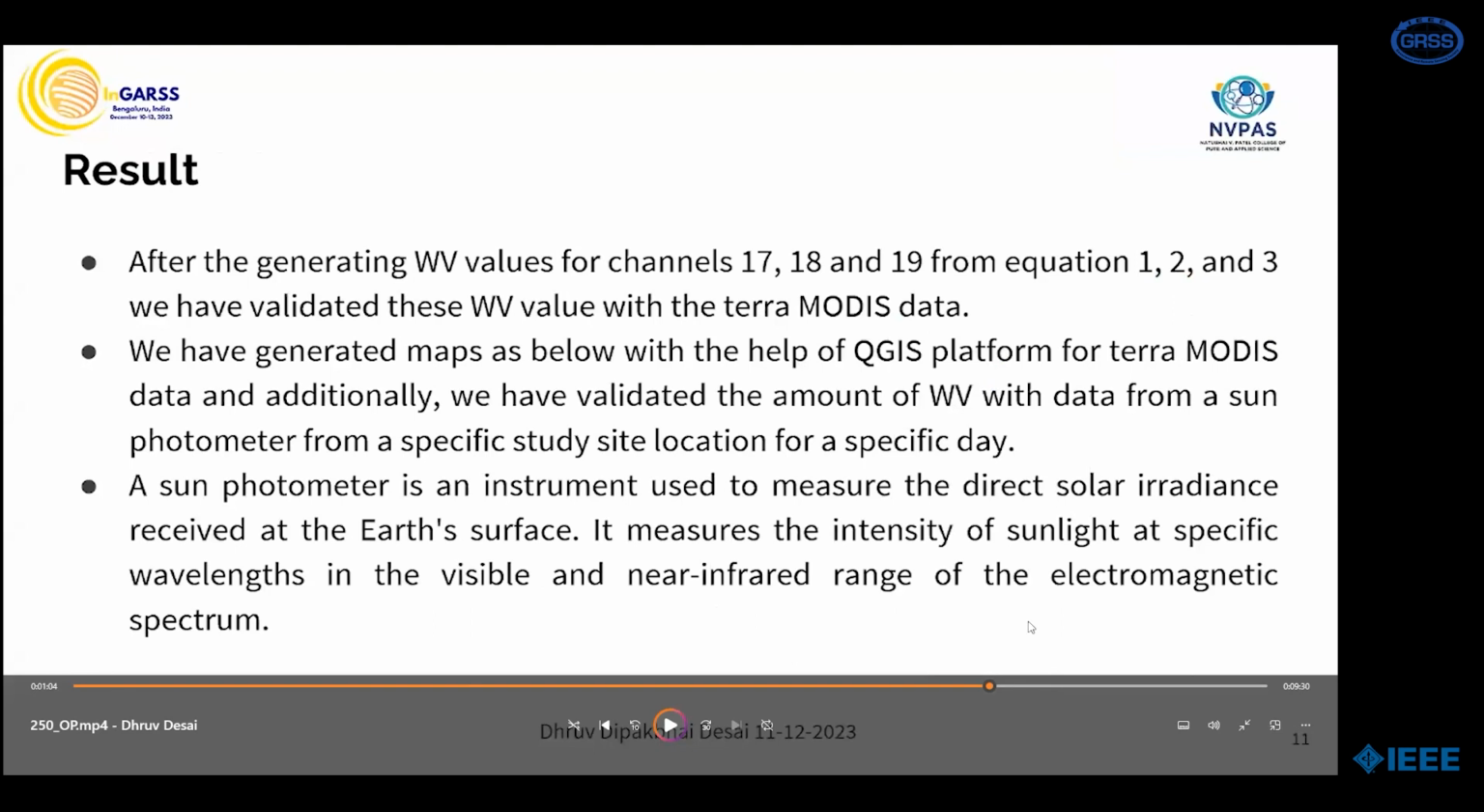After generating the water vapor value for channels 17, 18, and 19 from equations 1, 2, and 3 that we can see on the back screen, we have validated this water vapor value with the Terra MODIS data.